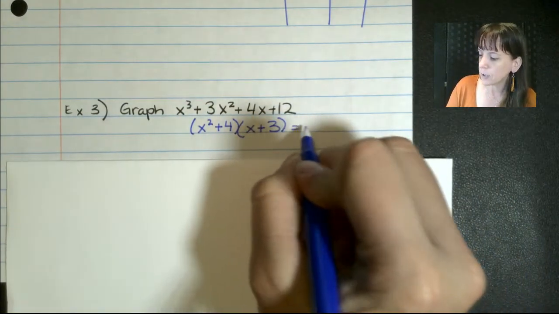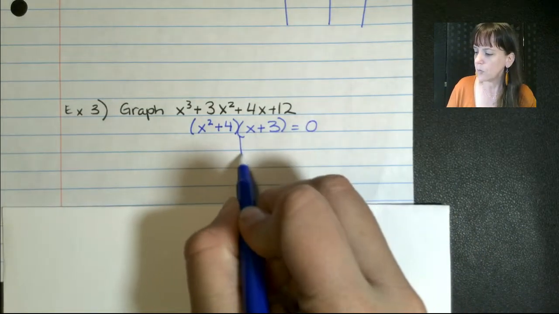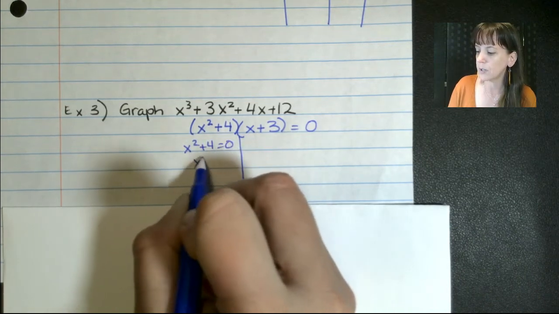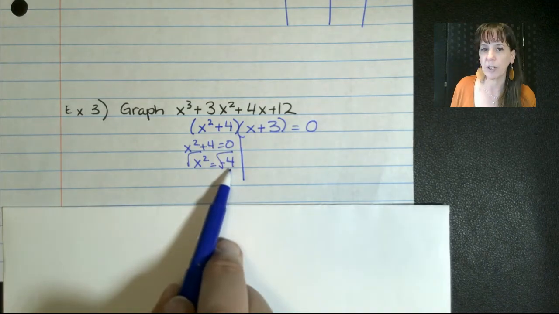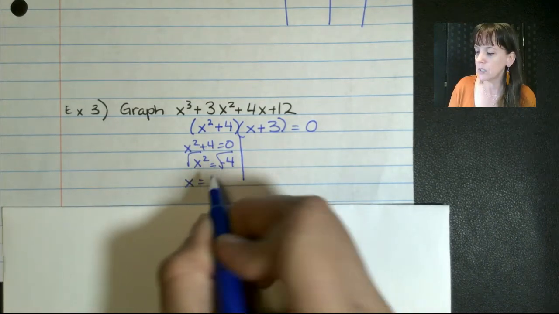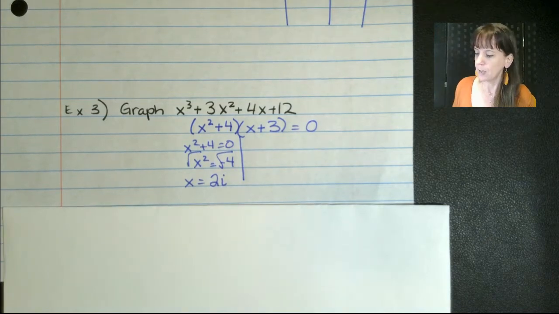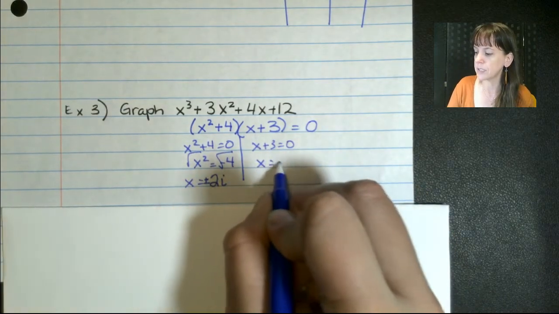And if I use my zero product property, and you'll see that we get into this more in another lesson, but I just kind of want to show you. X squared plus 4 equals 0, x squared equals -4, square root both sides, and we're square rooting a negative here, so it would be x equals plus or minus 2i. And then over here, x plus 3 equals 0, x equals -3.